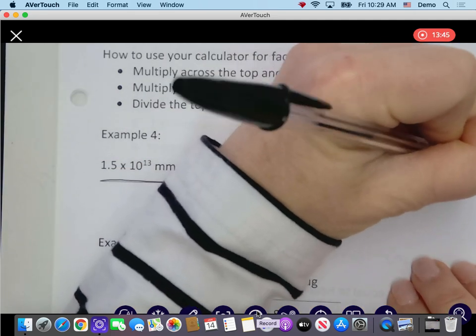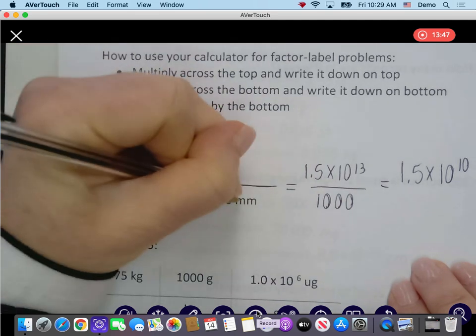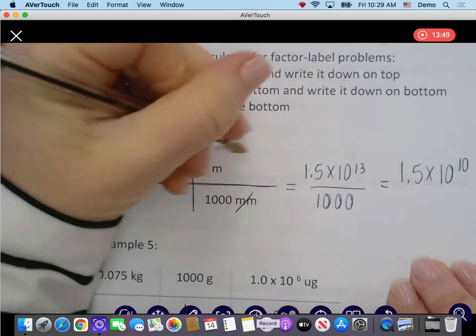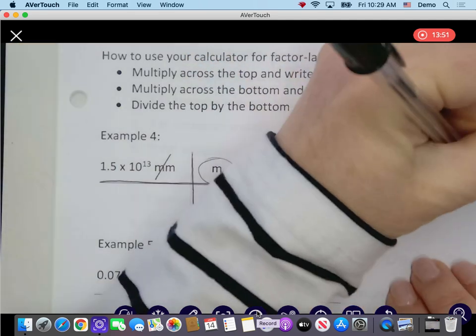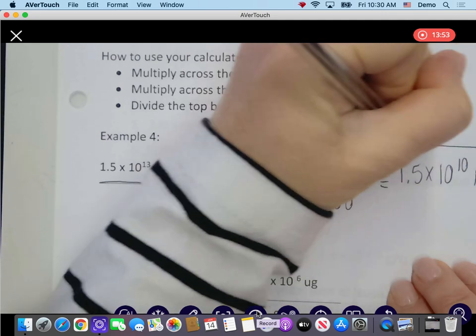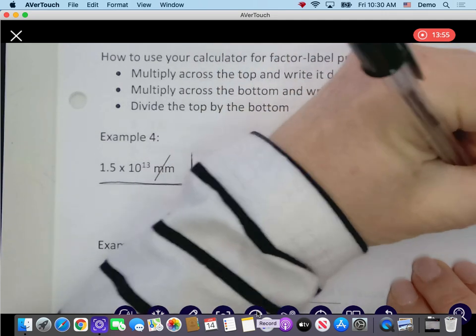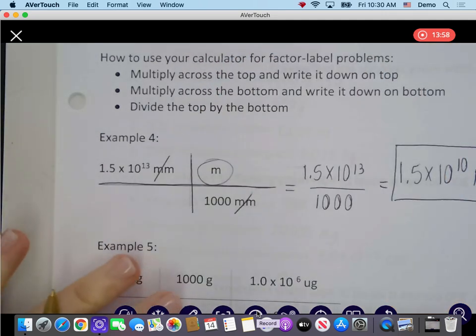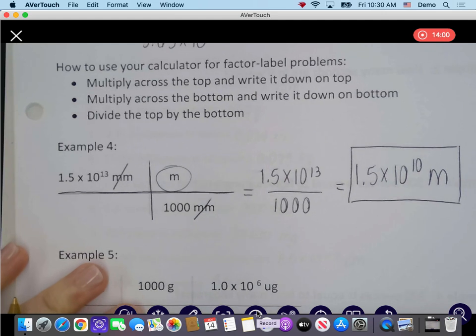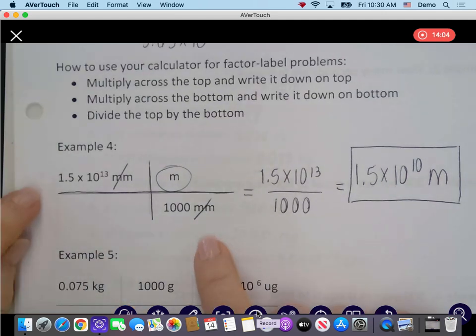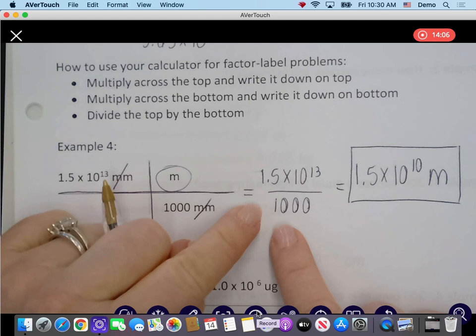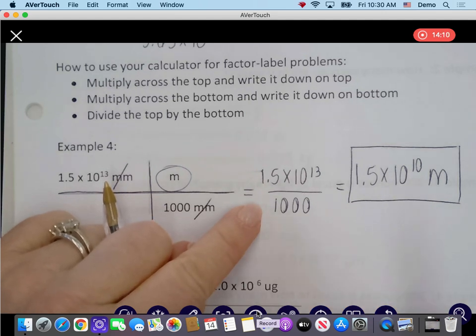Now, these millimeters canceled. I'm left with meter on top, and so that is my unit. You really want to learn to work the units in these problems. Now, as you get more comfortable with this, for a problem like this, you are not going to have to write this intermediate step. There are some students who always want to do it because that's what they are more comfortable with, and that's okay.